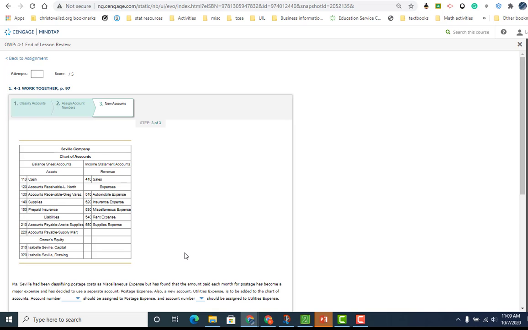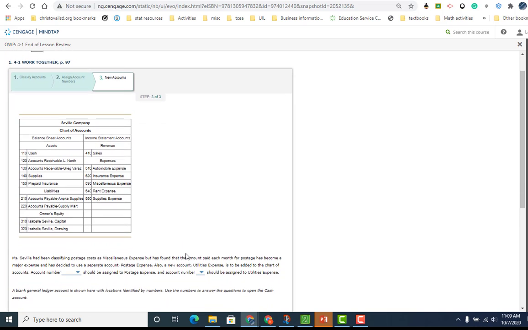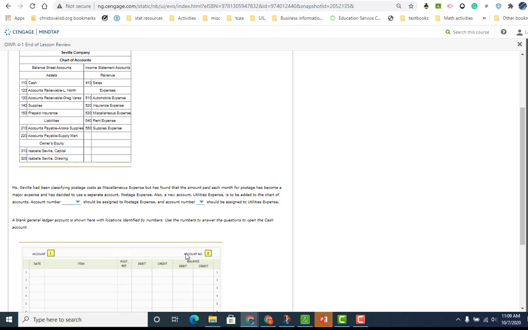Now we are going to put in some new accounts. Ms. Seville has been classifying postage cost as a miscellaneous expense and found out that she's spending a lot on postage and it's going to become a major expense category. She needs to separate that account. She also needs to create a new account for utilities expense to add to the chart of accounts. These have already been put back in order alphabetically for us to look at.